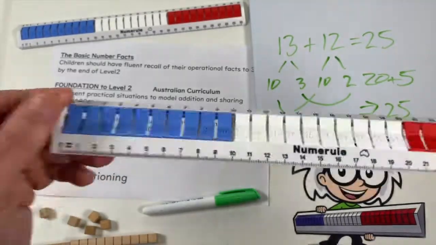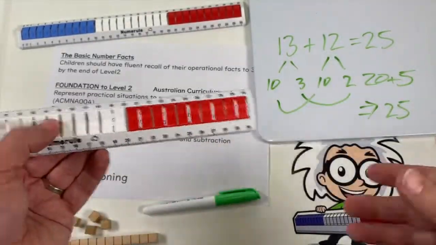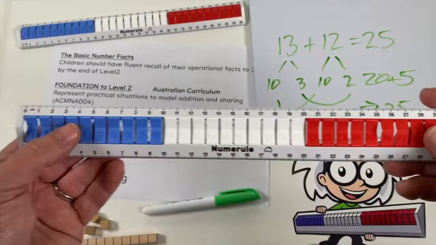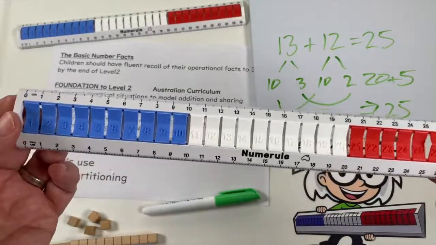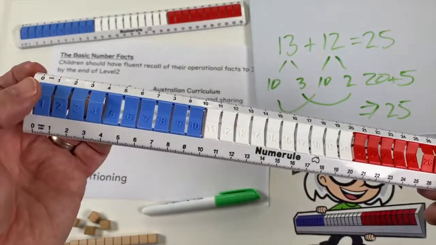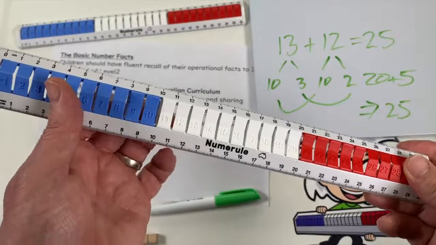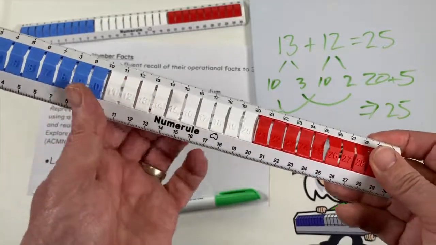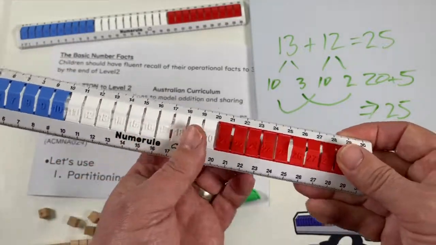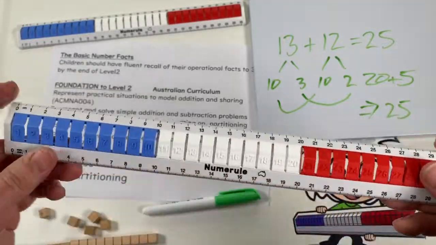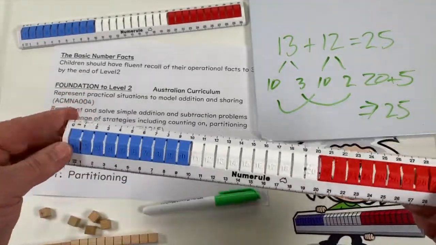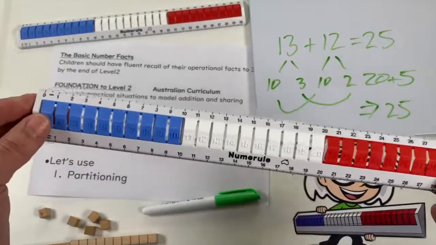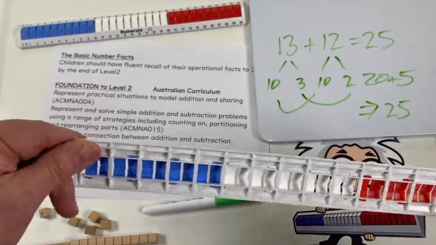So we can practice that a number of times, changing the numbers around, and then introducing very basic partitioning as a mental strategy so that they can utilize that when they're trying to work out their basic number facts. So essentially that is partitioning in a simple form using the numeral.